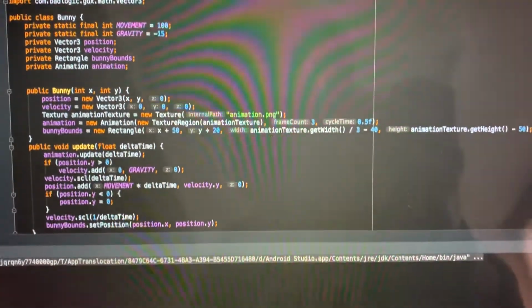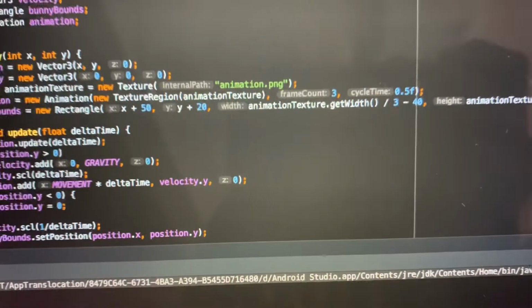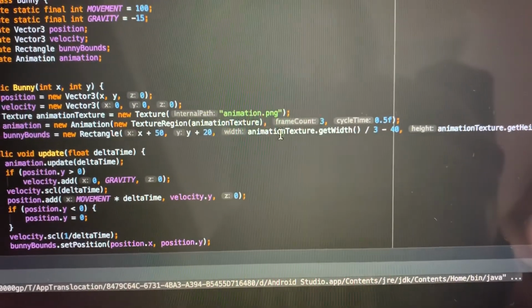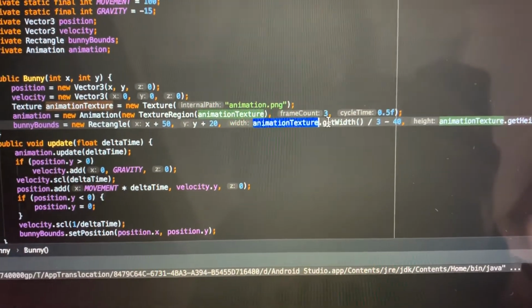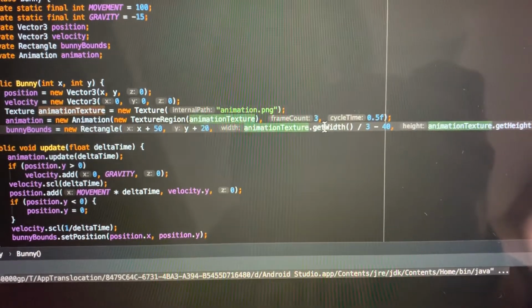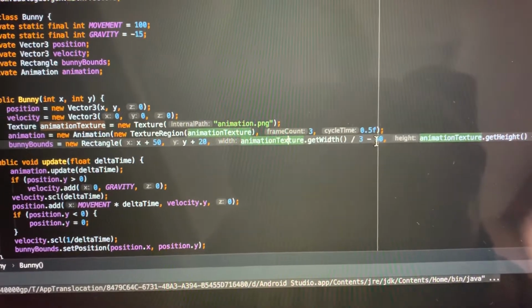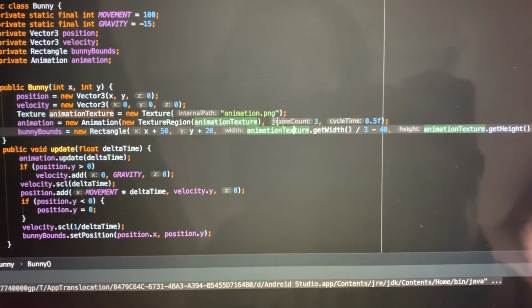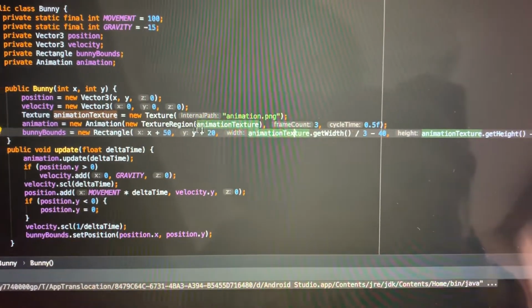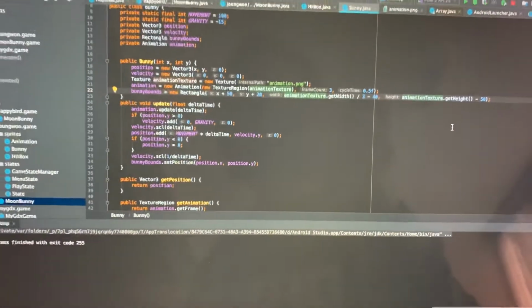And also, if we go to the bunny class, you can also see over here animation texture, which is basically the image of the animation. We divide that by 3, and then we would subtract 40 because the rectangle that we made was too big. And that's about it.